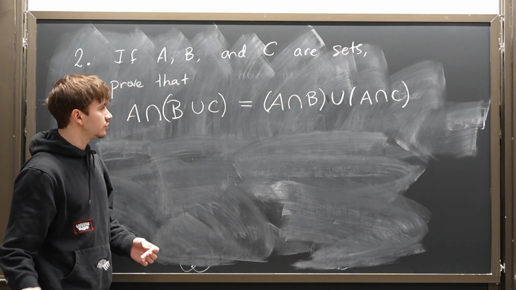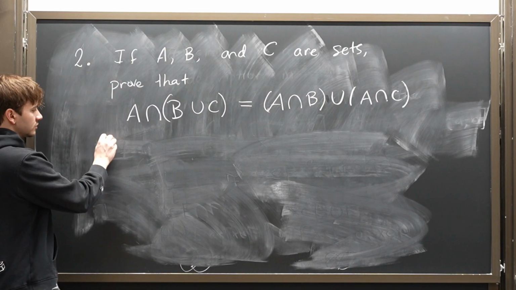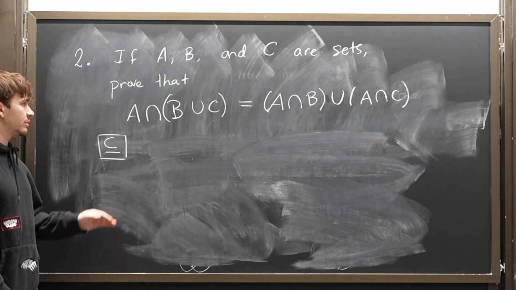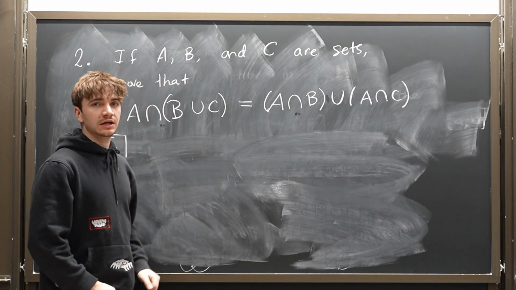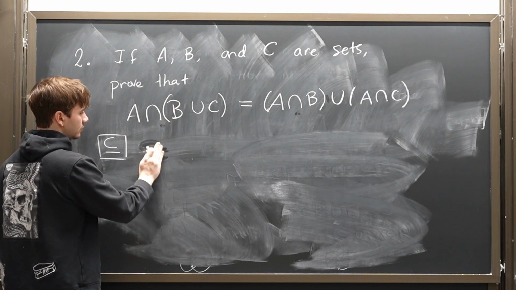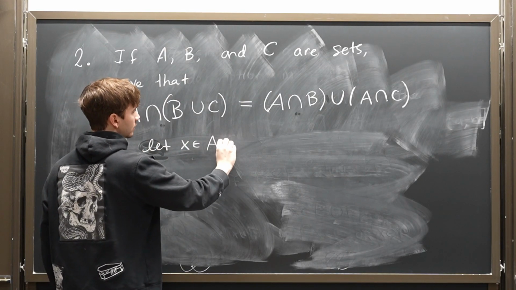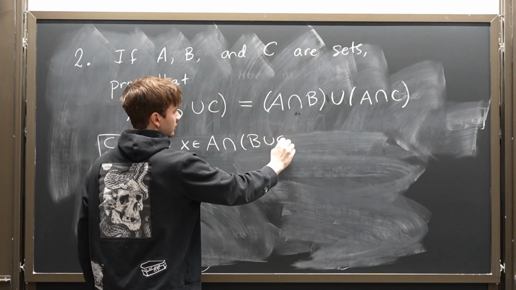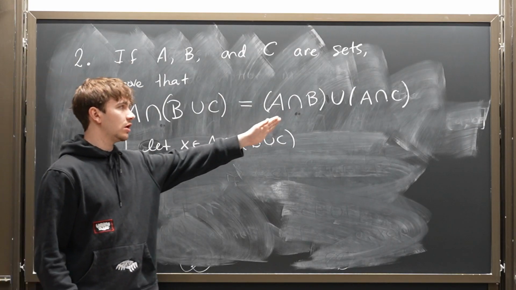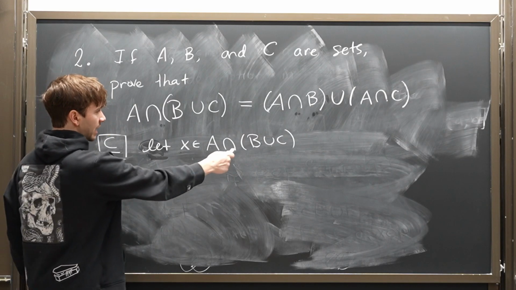So remember, to show that two sets are equal, I need to show both sides of the set theoretic conclusion. So let's start by proving this direction. I'm going to prove that this set is contained in the set on the right. To do that, I need to start with an arbitrary element. So let x be an arbitrary element of A intersect (B union C). And then to show this inclusion, I just need to show that x belongs to this set. Okay? So let's unpack what this means.